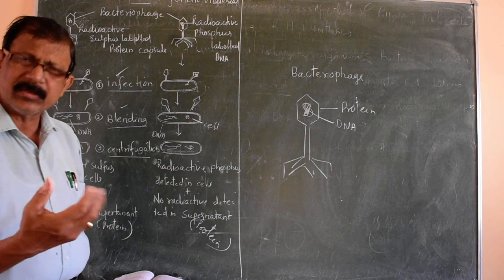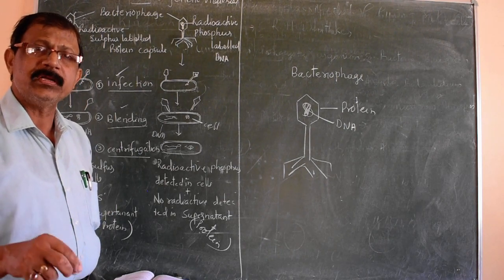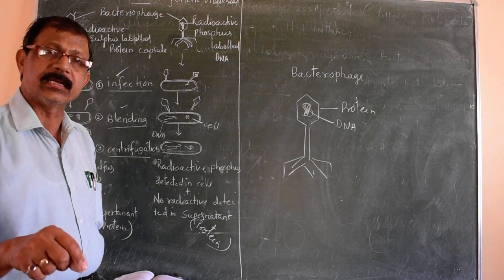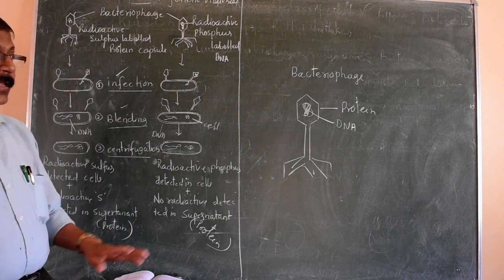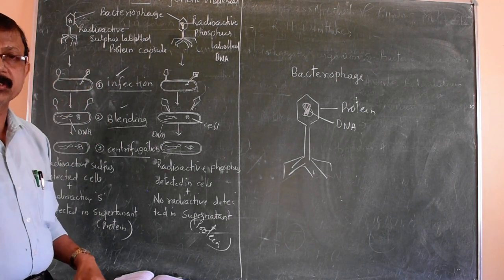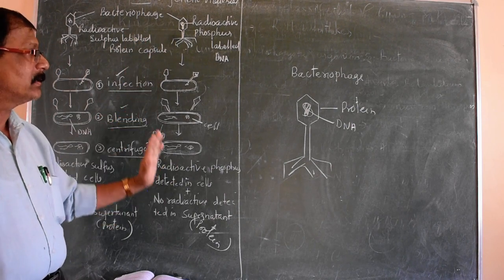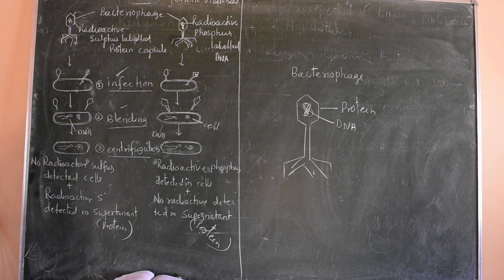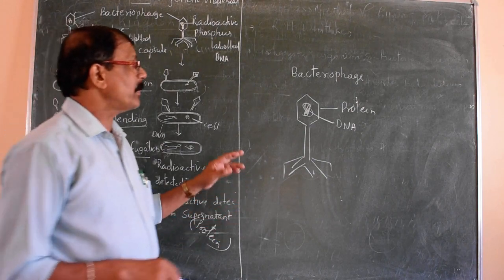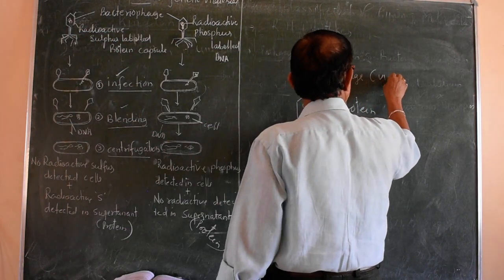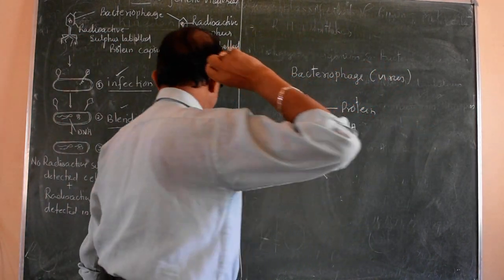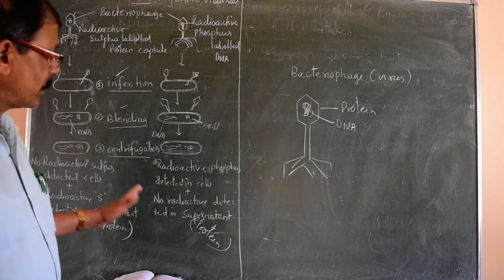They were to have a little bit of confusion: either protein is the genetic material or DNA is the genetic material. And the answer was given by Martha and Chase by conducting this experiment using bacteriophage and bacteria. Bacteriophage means virus, and the bacteria. So this experiment, I think you understood better.